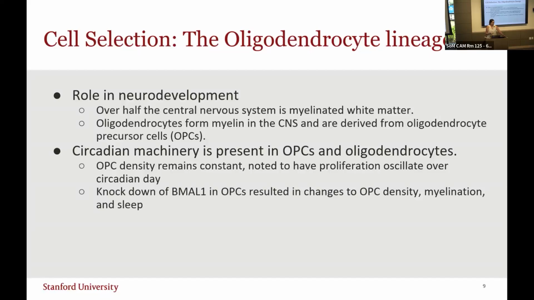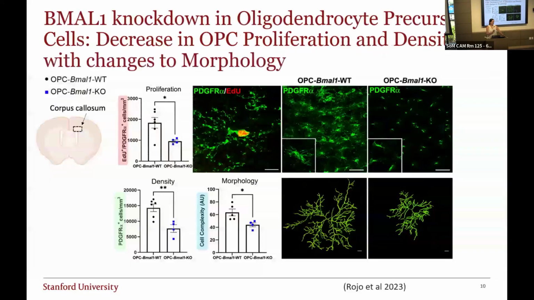Over half the CNS is myelinated white matter, and we know that oligodendrocytes are responsible for this myelination, and they are derived from oligodendrocyte precursor cells, or OPCs. And most importantly for this project, we know that in OPCs and oligodendrocytes, the circadian machinery is present and important for function. And how do we know this? Because we've knocked it down.